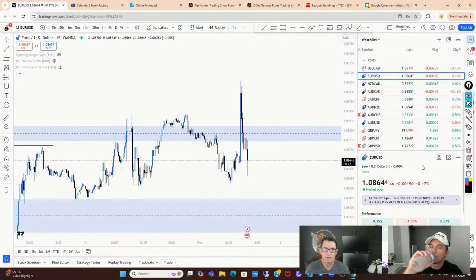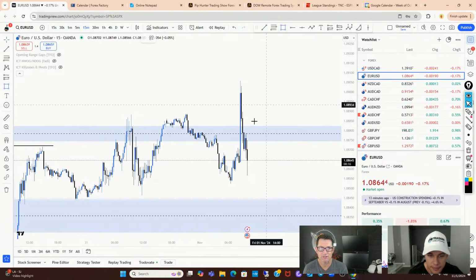And so what we're looking at here is data that's important, but again, it's not the only data that the Feds are going to be looking at.